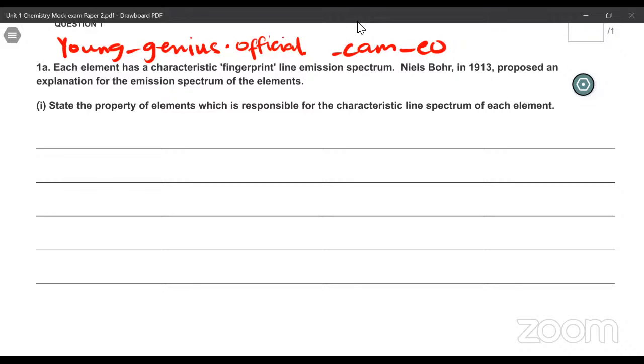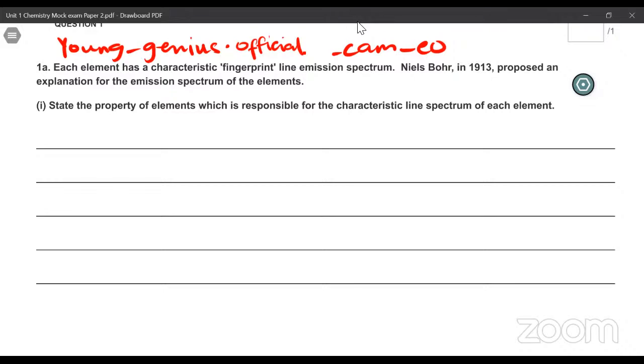All right, so here we have, no, this was a past paper question. I didn't alter this at all. It's only 1 mark. Each element has a characteristic fingerprint line emission spectrum. Niels Bohr in 1913 proposed an explanation for the emission spectrum of the elements. It wants you to state the property of elements which is responsible for the characteristic line spectrum of each element.